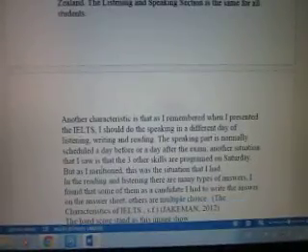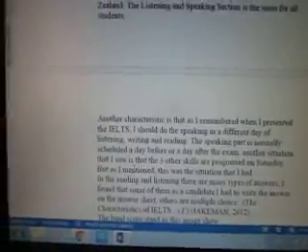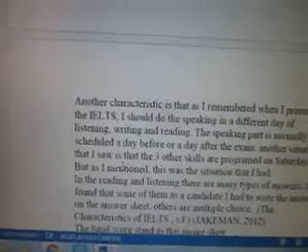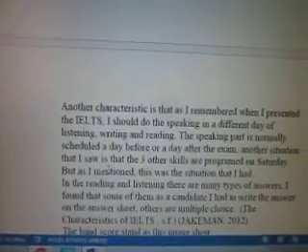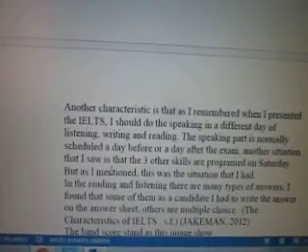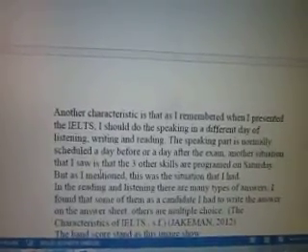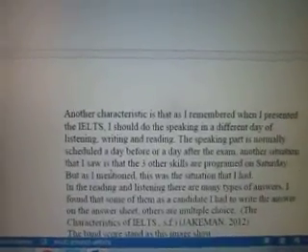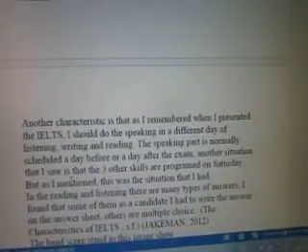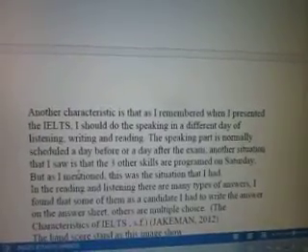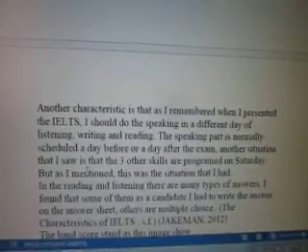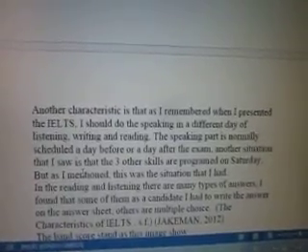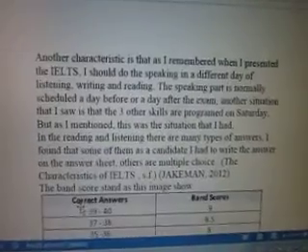Another characteristic is that, as I remember when I presented the exam, the speaking is done on a different day. Could be 2 or 1 days before the exam, or 2 or 1 days after the exam. In my case, I did it on a Friday, and the exam where I presented the listening, reading, and writing skills was on Saturday.